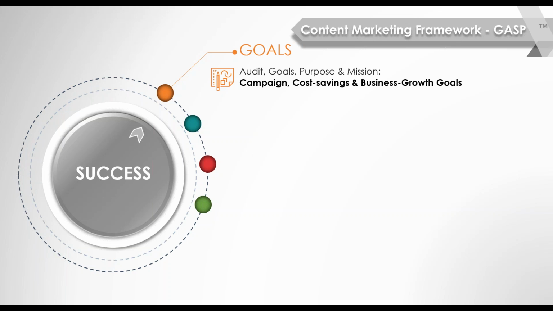Now, when we look at goals for content marketing, it's so important to understand where you sit currently, what the purpose is. So many people just generate content because they want to. We need to understand what it's going to do. How is it going to nurture someone through their customer journey? We need to look at the mission. What is it we're trying to achieve? What is the whole positioning? And we need to consider the campaign, the cost savings, and business growth goals.